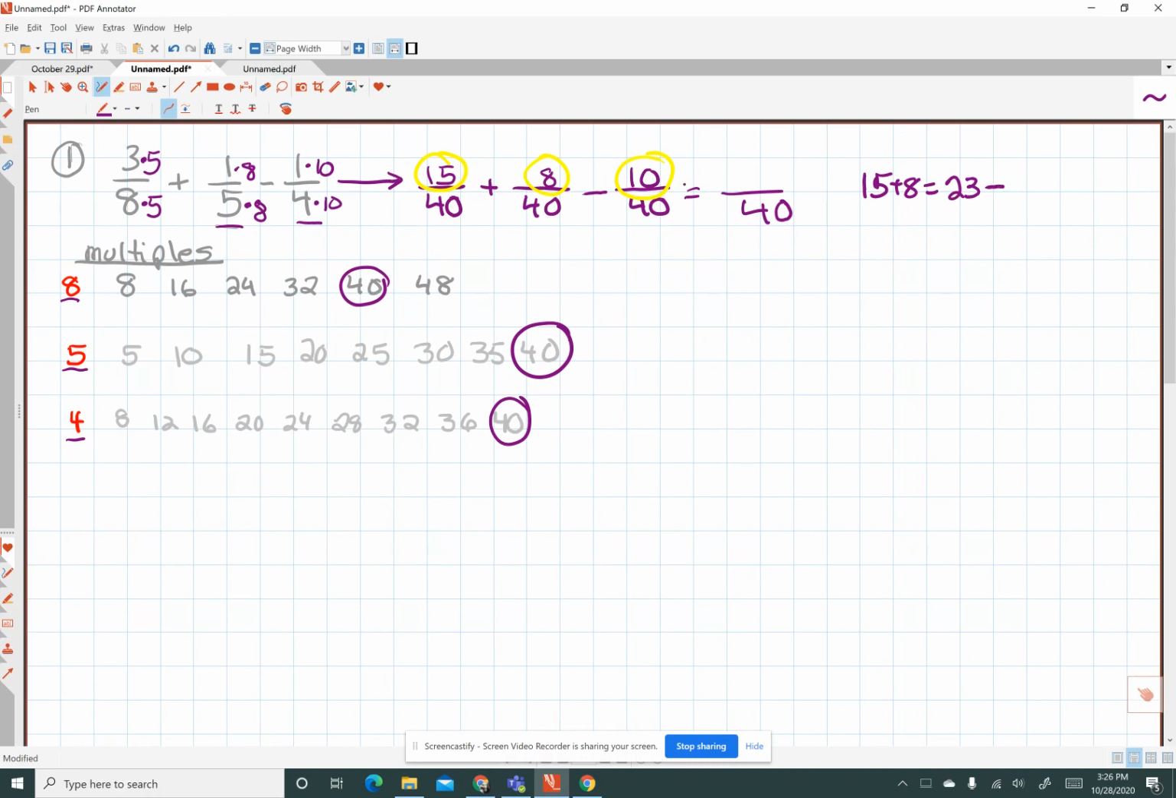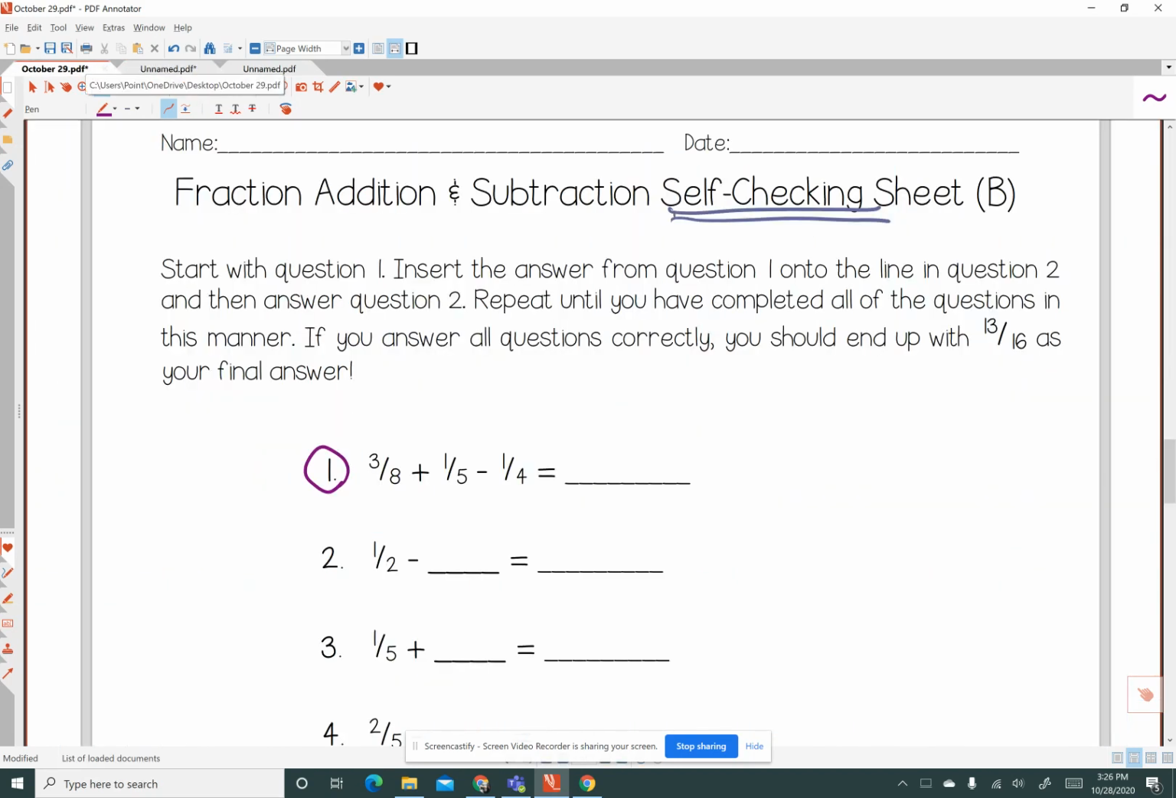23 minus 10 equals 13, and that's our new numerator. So this cannot be simplified, so 13/40 is our answer. So that will go right here. But I like to box my final answer, we'll also put that here, 13/40.